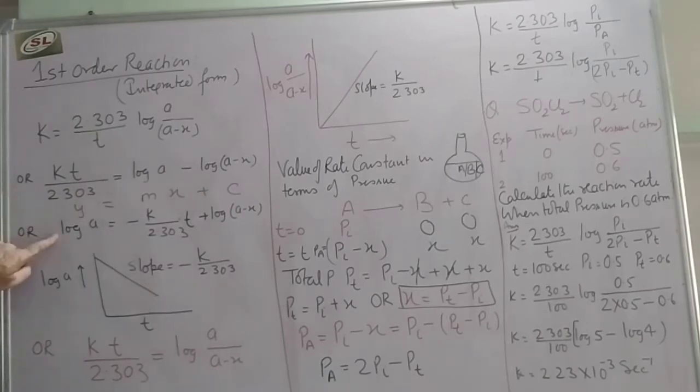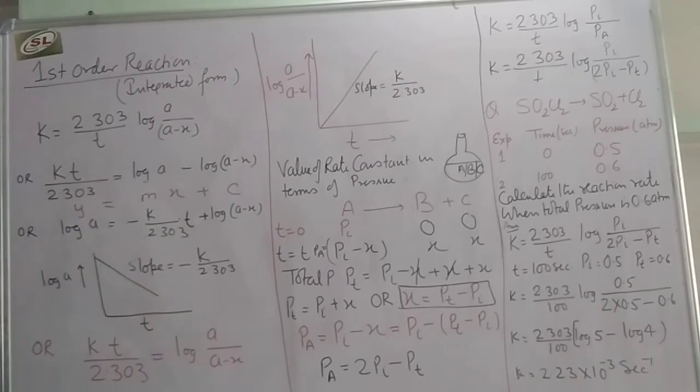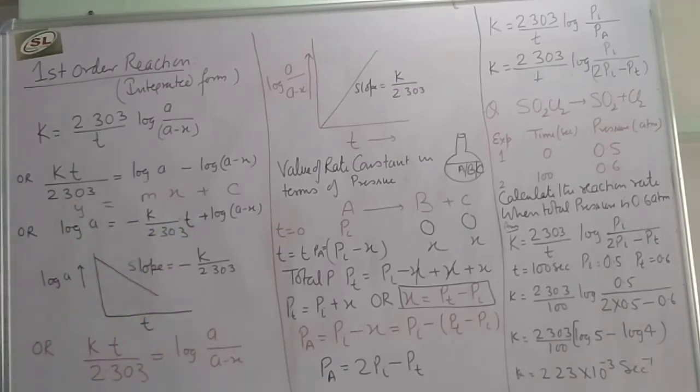This equation once again can be written like this: log(a − x) = log a − (k/2.303) × t.